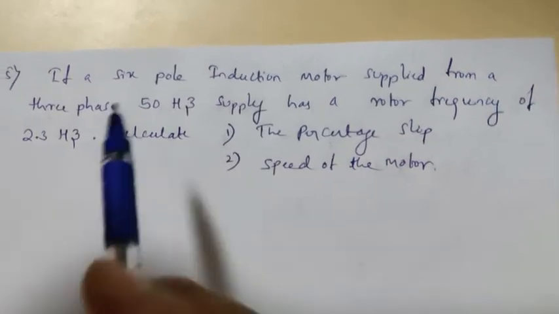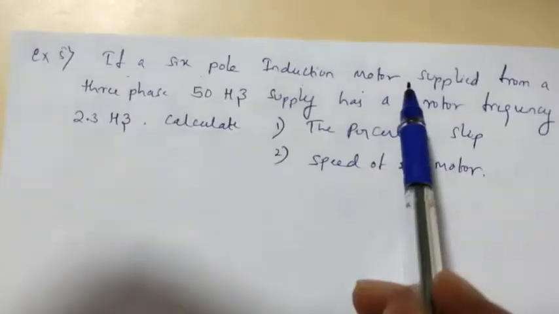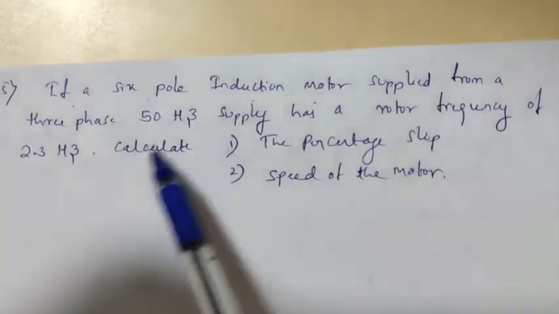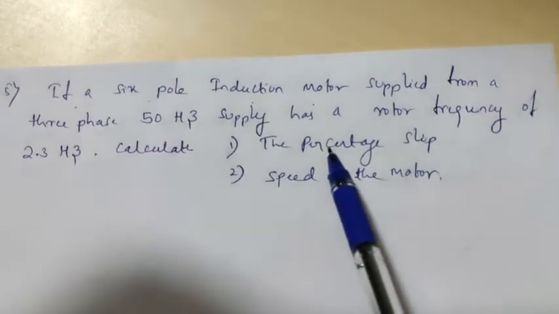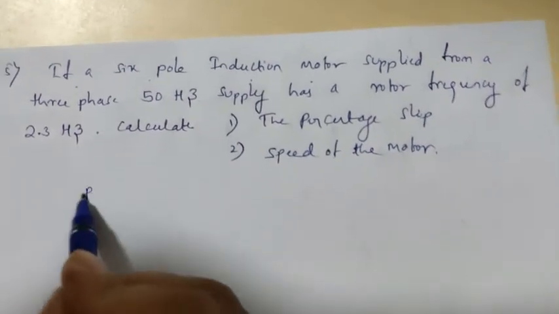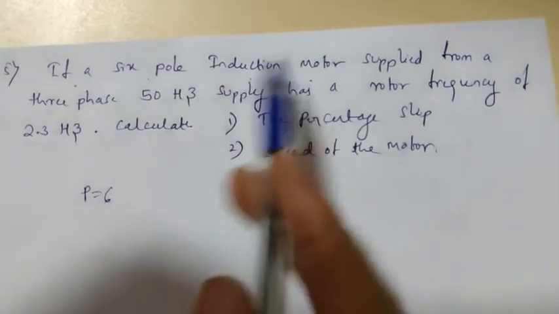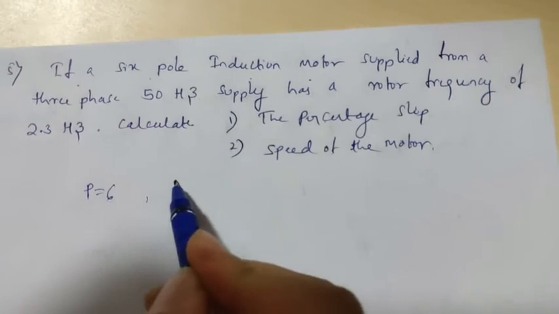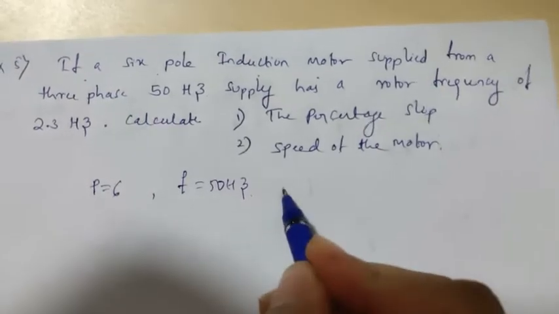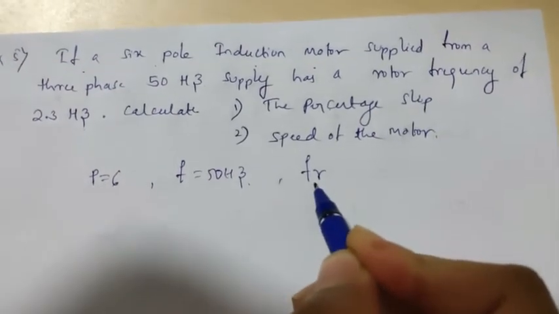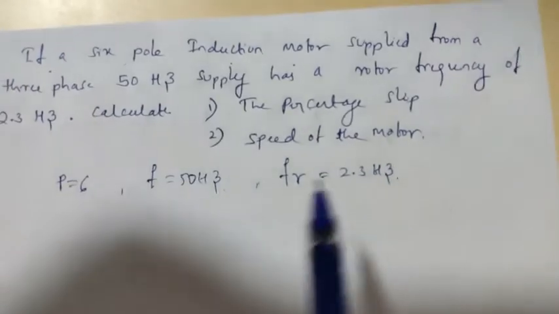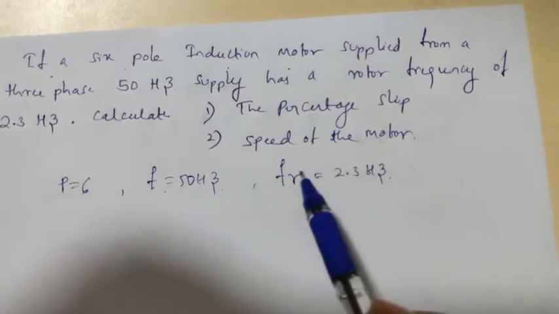Okay, the next example: if a 6-pole induction motor supplied from a 3-phase 50 Hz supply has a rotor frequency of 2.3 Hz, calculate the percentage slip and the speed of the motor. The given data is 6-pole, P is equal to 6. On the 50 Hz supply side, you can always take F is equal to 50 Hz. Rotor frequency means the frequency of the rotor, so you take FR, that is 2.3 Hz. Remember, the supply frequency F is always greater than the rotor frequency.